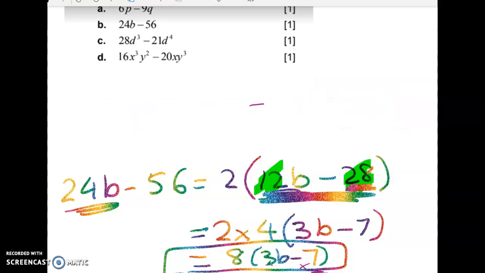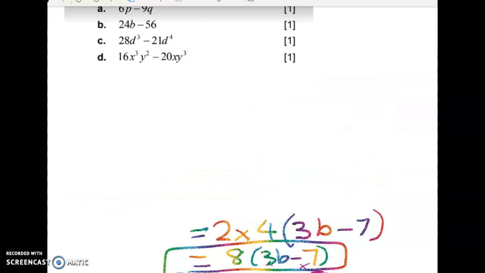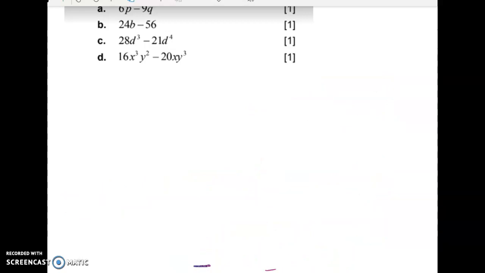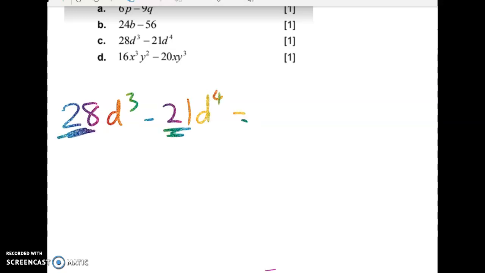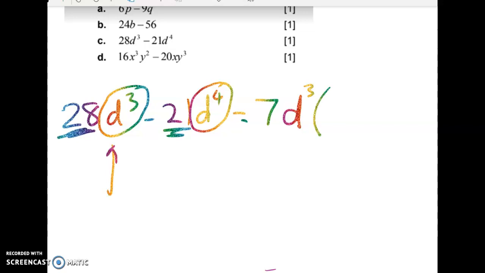28d cubed minus 21d to the power of 4. So this time we've got numbers, coefficients, and we've got variables. 28d cubed minus 21d to the power of 4 has got a common factor in the coefficients of 7. And here we've got d cubed, and here we've got d to the power of 4. So the highest common factor here is d cubed, right?